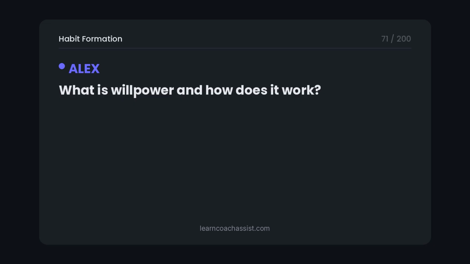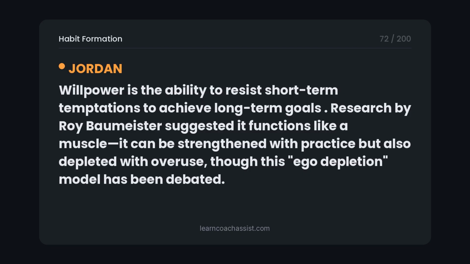What is willpower and how does it work? Willpower is the ability to resist short-term temptations to achieve long-term goals. Research by Roy Baumeister suggested it functions like a muscle. It can be strengthened with practice but also depleted with overuse, though this ego depletion model has been debated.